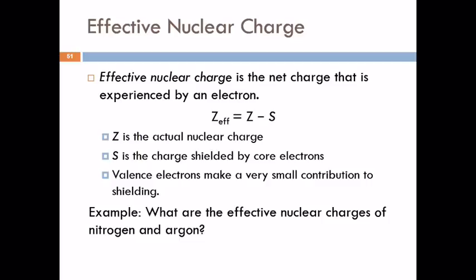So we say that the effective nuclear charge is the net charge that is experienced by an electron. You can make a math equation of it this way. The effective nuclear charge is the actual nuclear charge, the atomic number, the number of protons, minus the shielding. And so that's the number of core electrons. And so this effective nuclear charge is often going to be the same as the number of valence electrons. Let's look at nitrogen and argon as examples.